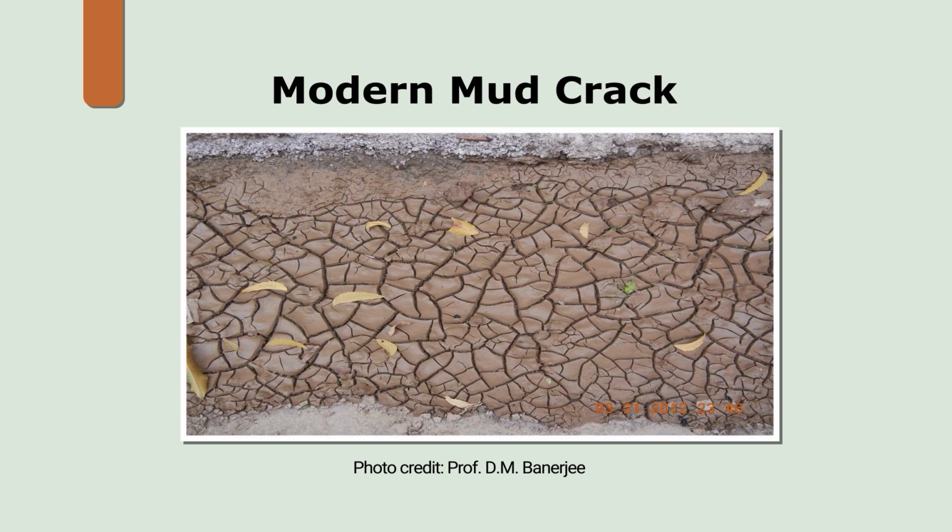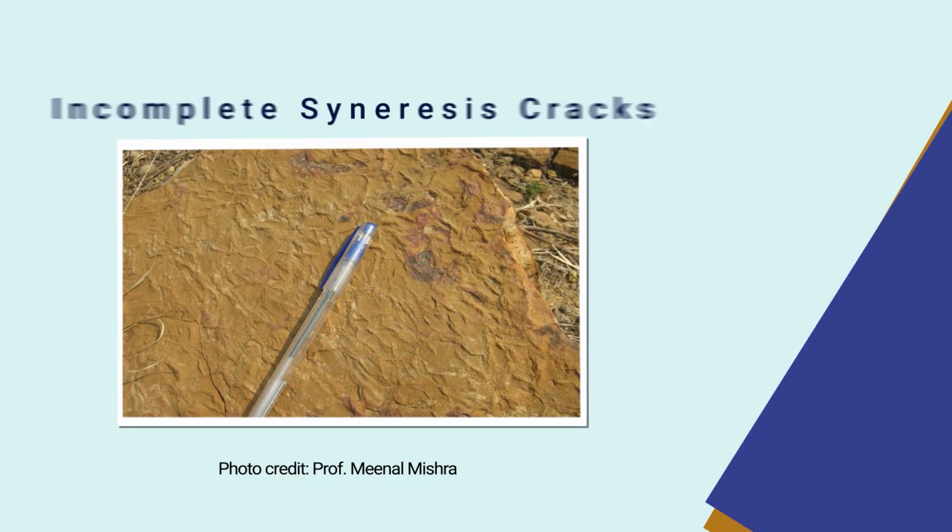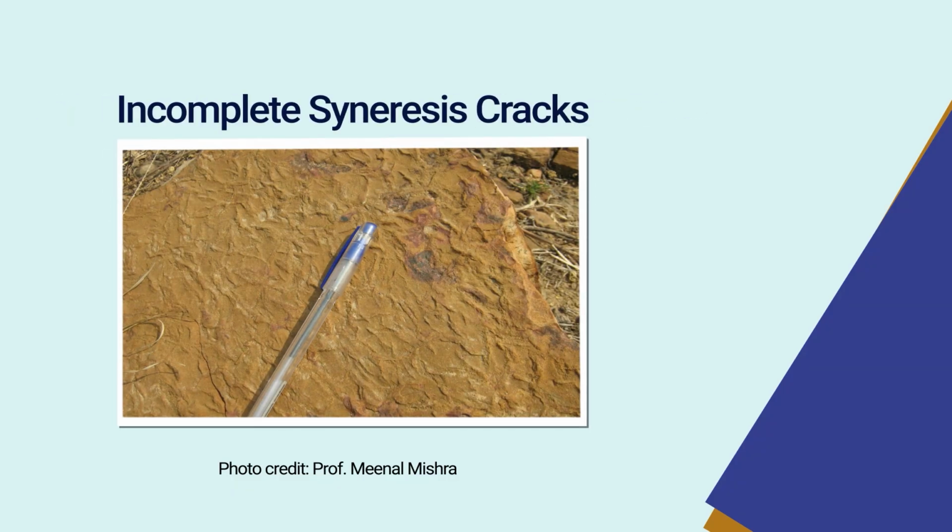These cracks get filled up by a secondary material later on, and they get preserved in the rock record. There is an example here of a mud crack preserved in the rock record. You can see that these are the original record, and they are from very old rocks, several million years old. Similarly, syneresis cracks are also a similar type. Incomplete syneresis cracks are not complete mud cracks, but half formed.